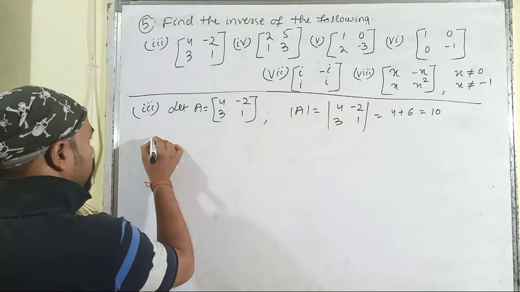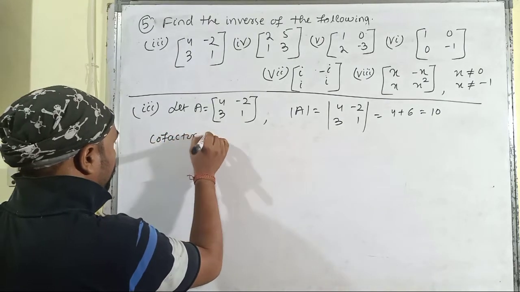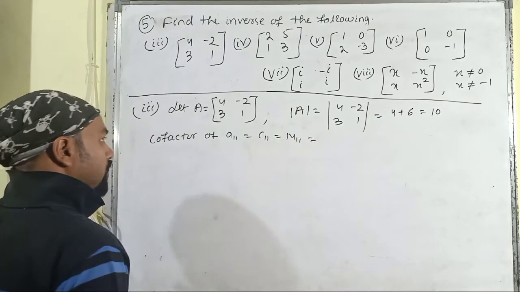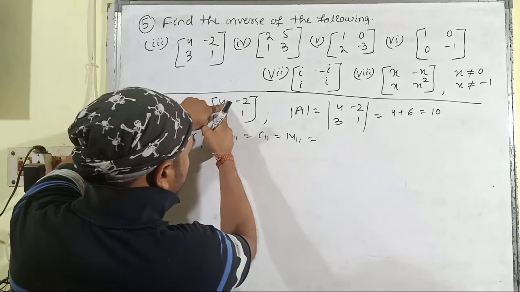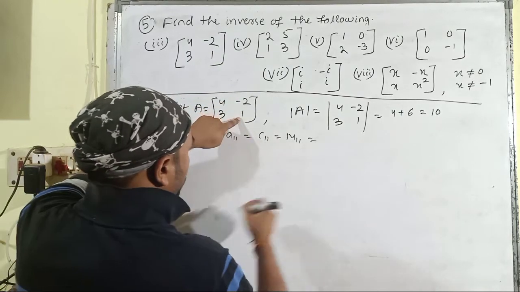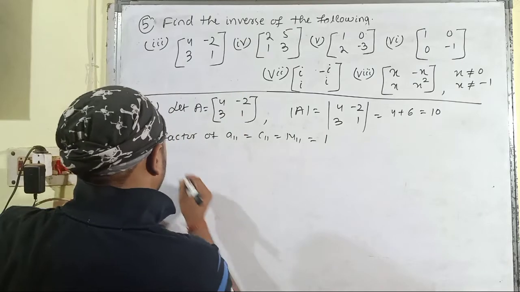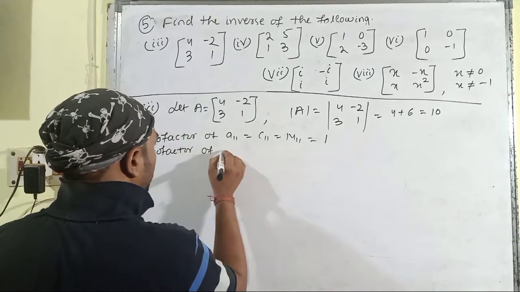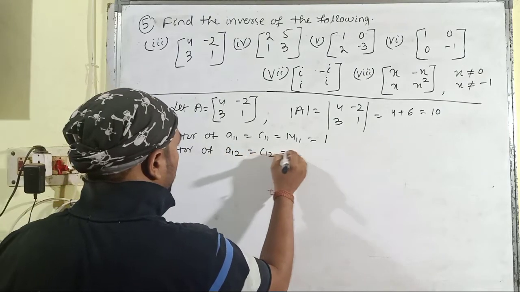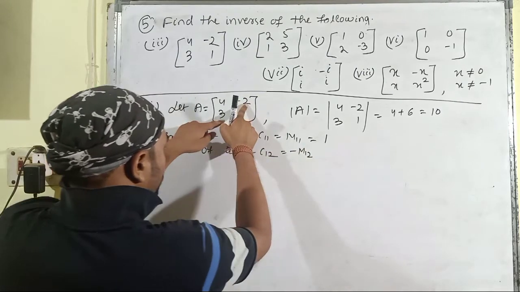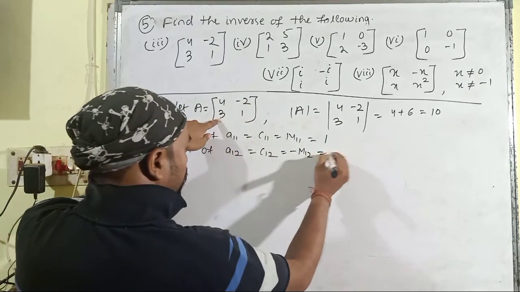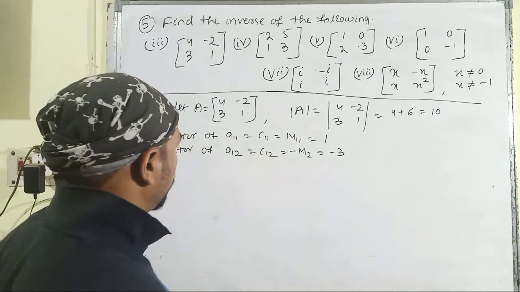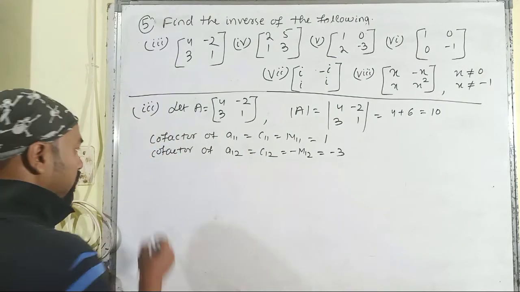Then we have to find out the cofactor of A11, that is equal to C11, that is equal to M11, and then we have to reach through the opposite corner, which is equal to 1. Then cofactor of A12, which is equal to C12, which is equal to minus M12. The opposite value here is 3, but we have to write down minus 3, as the sum of 1 and 2 is 3, which is an odd number.